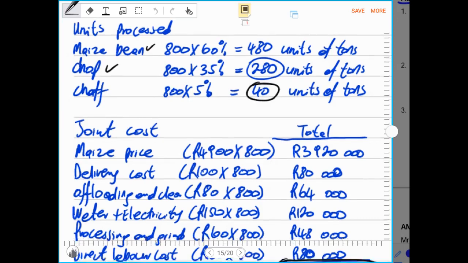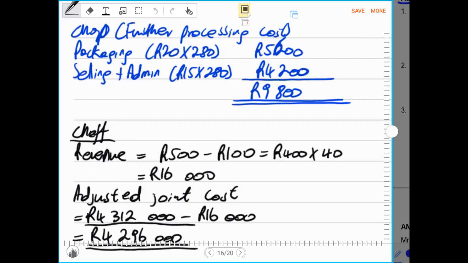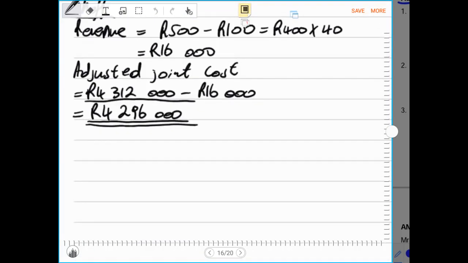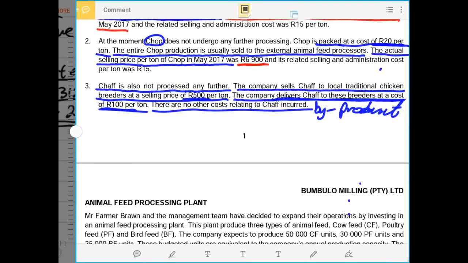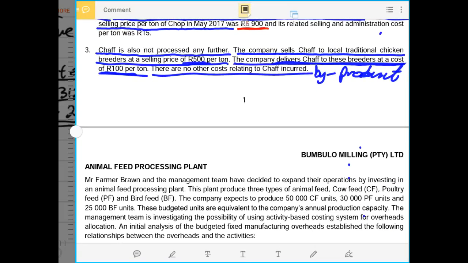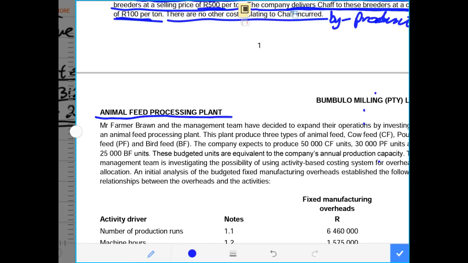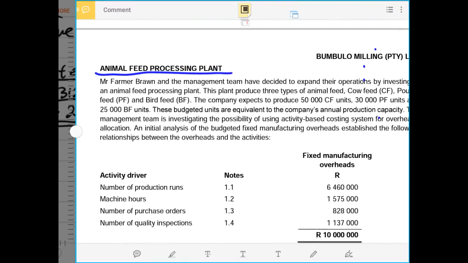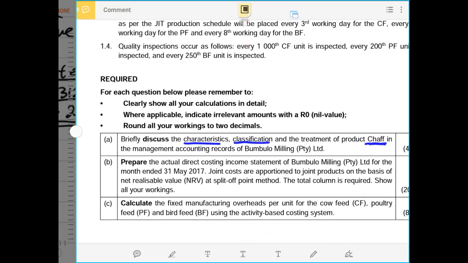So now from here, we have done all the necessary calculations. We still have to do the calculation with regard to the allocation of the adjusted joint cost. So now let us go to the requirements, and we directly answer what we are required to answer. I was just doing the workings. Remember, I told you that this part of the question, the animal feed processing plant, is the activity-based costing, where we allocate the fixed cost.